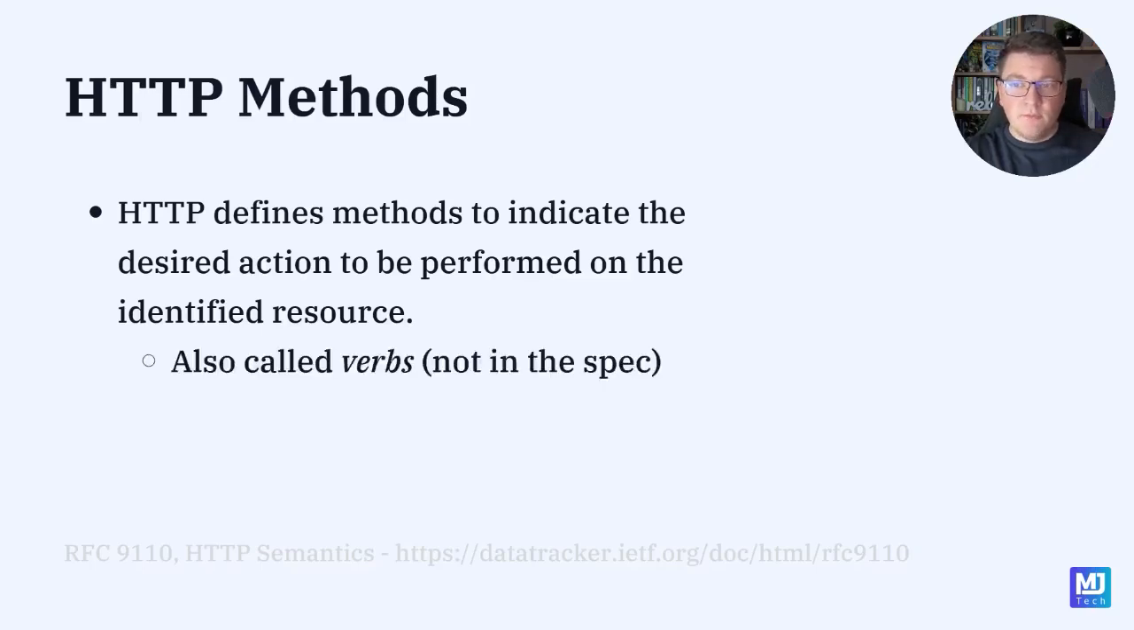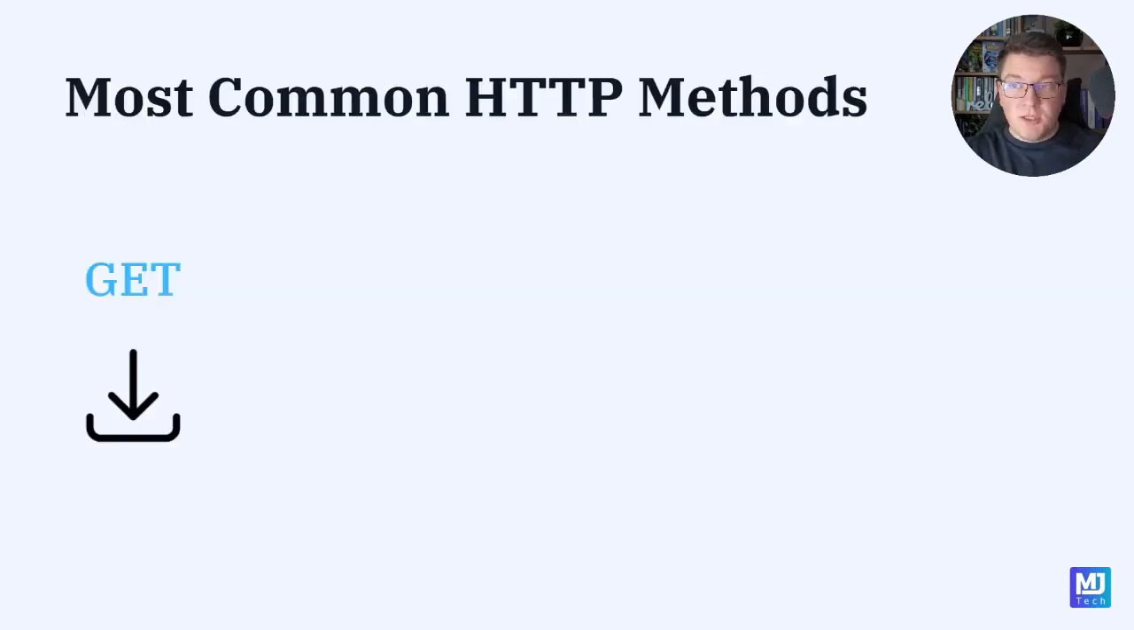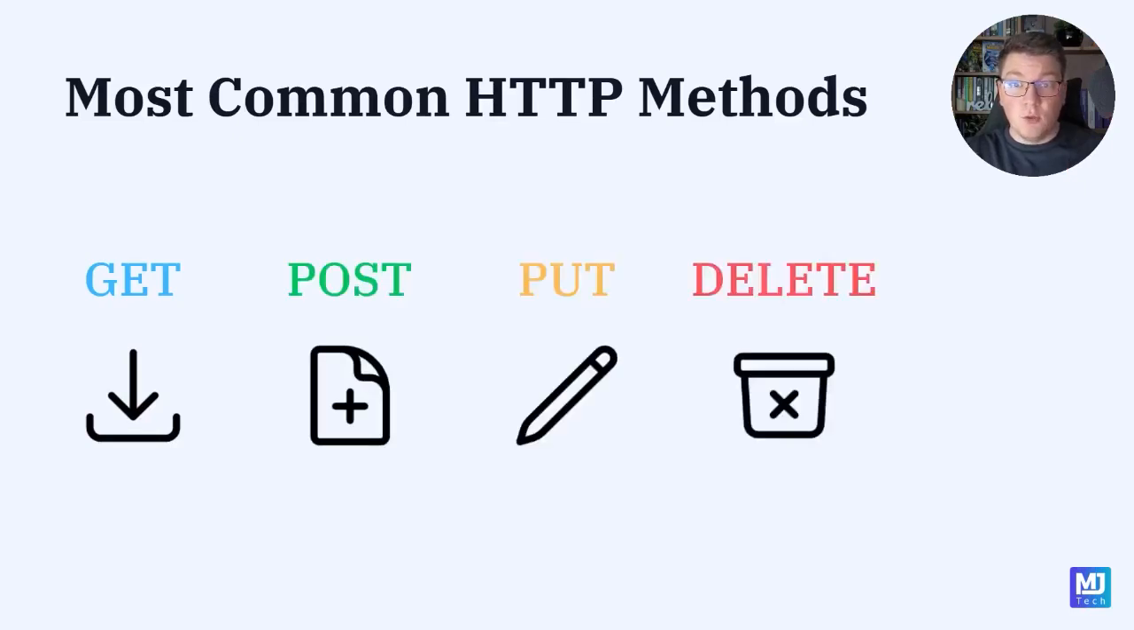Another common name you will find for HTTP methods is HTTP verbs, although this isn't part of the specification, so I will not be using it. I will be referring to them as HTTP methods. So let's cover the most common HTTP methods. We have get, post, put, delete, and then patch. You have probably already heard about some of them, or most of them, so let's try to understand what each of these HTTP methods means.